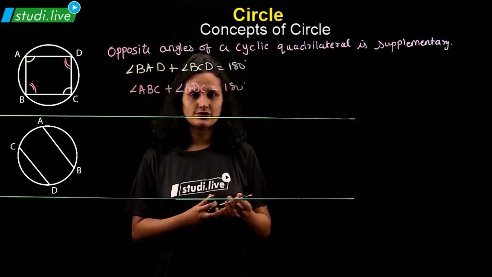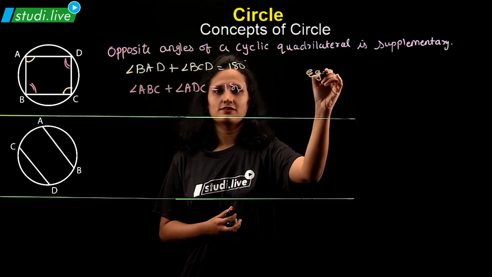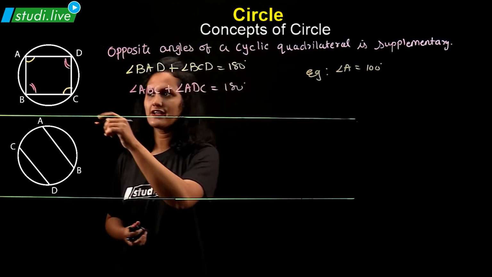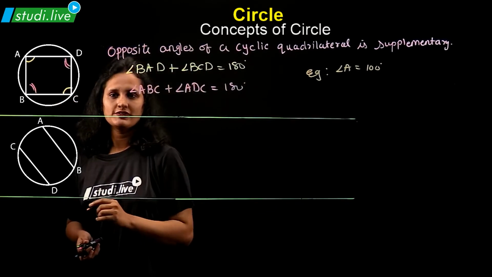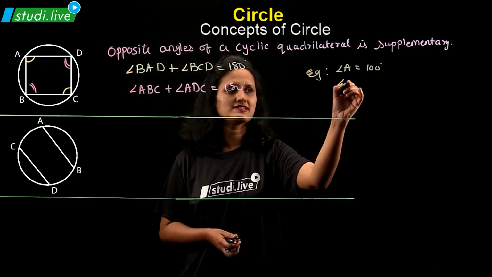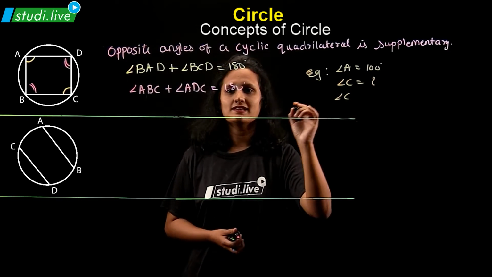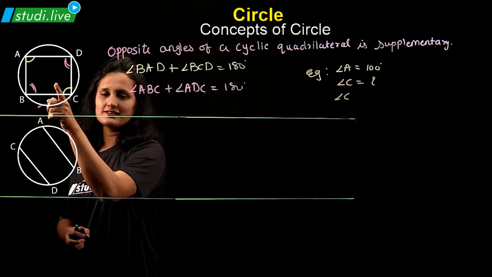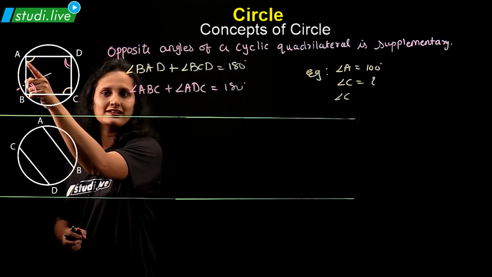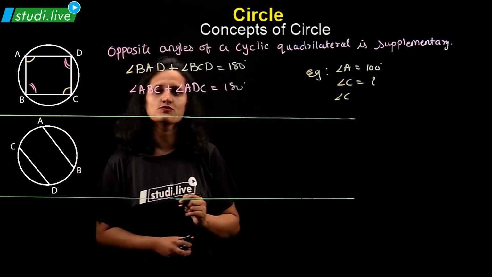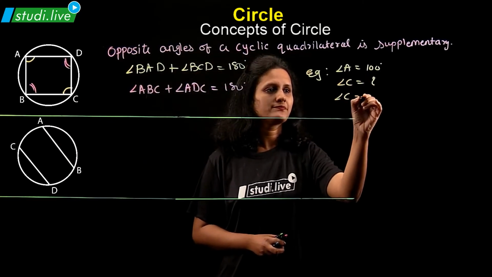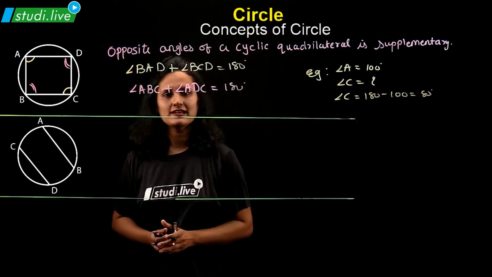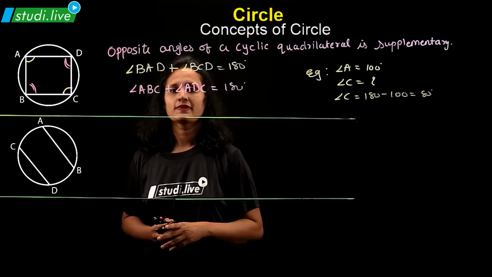So for example, student, if I give you angle A is equal to 100 degree, then what is the measure of angle C? Angle C is 180 minus 100, because the sum of angle A and angle C will be 180 degree. So angle A plus angle C is equal to 180. So 180 minus 100. So the measure of angle C is equal to 80 degree.